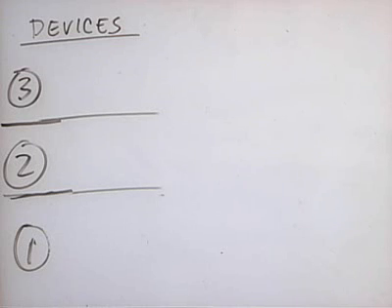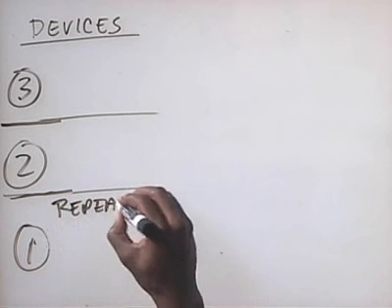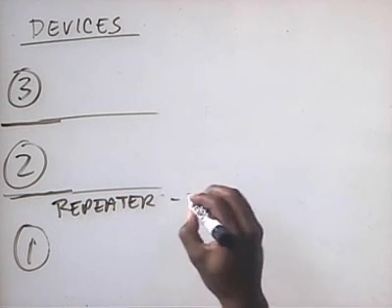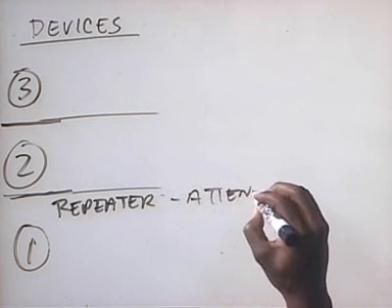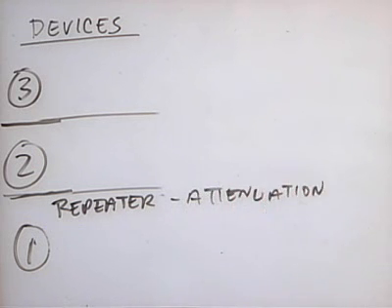Let's add in the devices to the OSI model. At the physical layer, we have a device called a repeater. The repeater addresses an issue called attenuation. Attenuation is the loss of a signal over a distance. We'll call the repeater Pete.